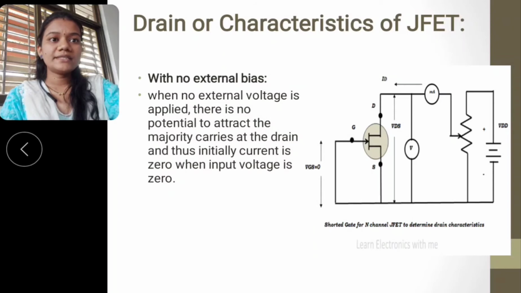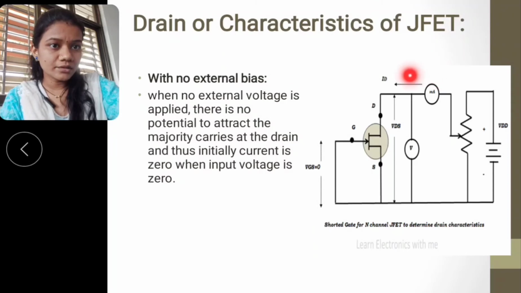So now next are the characteristics of JFET. The drain characteristics of JFET. The drain characteristics for this circuit are as shown in the figure. At VGS equal to 0, there is a drain voltage applied, then this is for current, then this is nothing but your VDD applied.